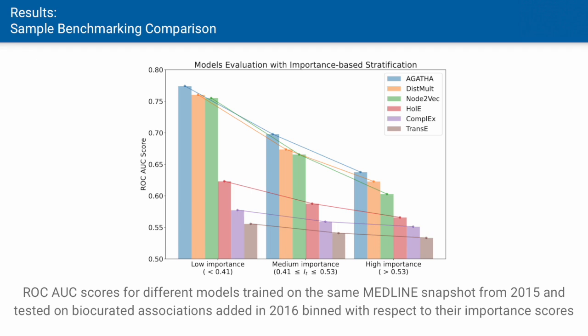Once the importance scores are calculated, we can split all the connections into a number of bins. In this example, we have 3 bins with low, medium, and high importance, and run the evaluation separately for every bin. We can see that the more important or impactful associations are, the harder it is to predict them correctly.